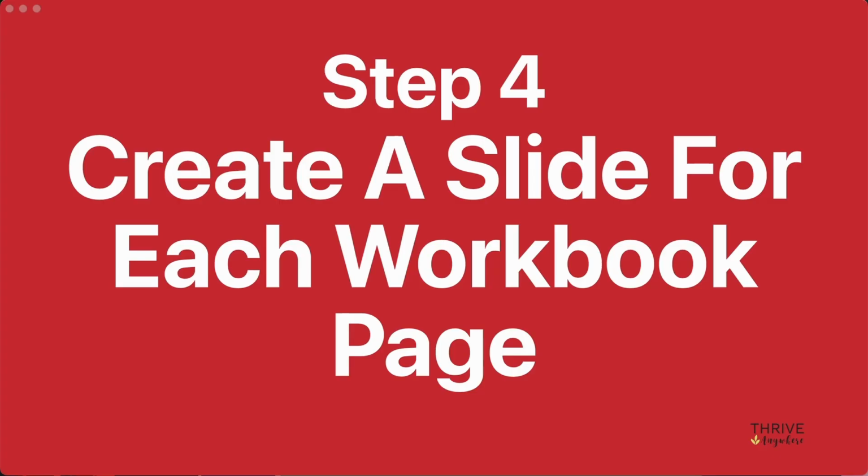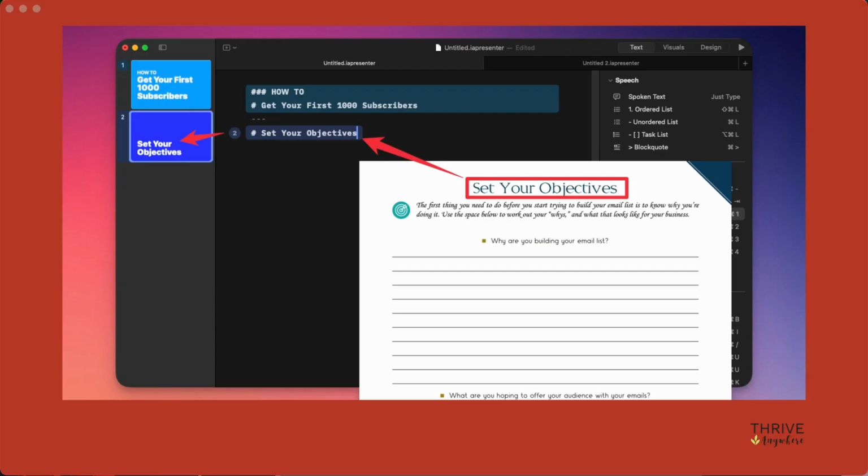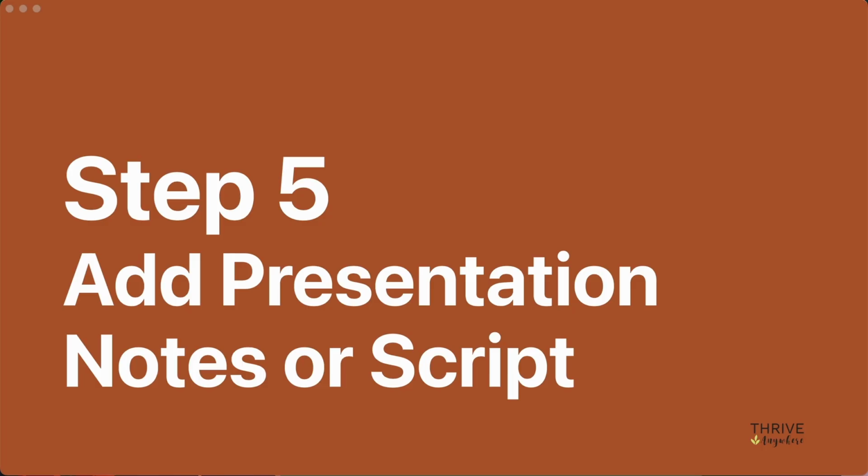Step 4, every workbook page will have a title to guide the exercise on the page. And we usually start off with a goals and objective page. So let me give you an example here. In IA Presenter, I entered 3 dashes to create a new slide. And then I followed that with the page title that I entered into IA Presenter with a hashtag and space in front to create a new title slide. So there's your title slide. How easy is that?